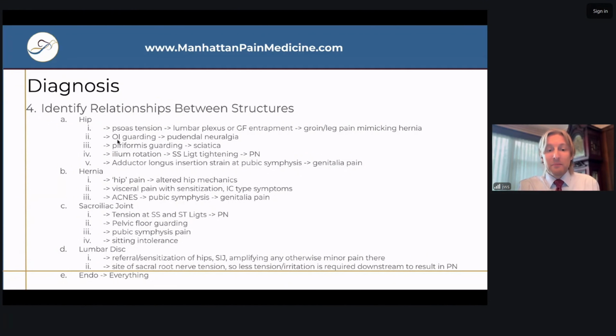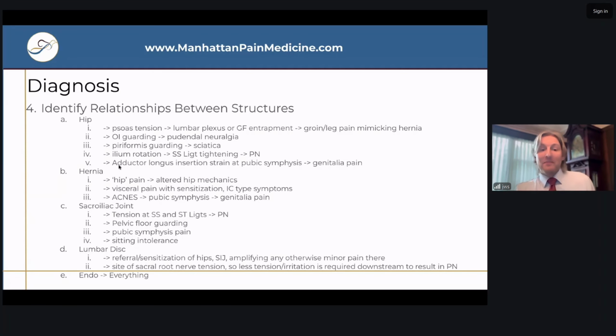The hip will also lead to the obturator internus guarding, and the obturator internus will pull on the pudendal nerve, and that'll cause pudendal neuralgia. It can cause piriformis guarding, which can cause sciatica. It'll cause ilium rotation. So the sacroiliac joint will shift to guard and protect the hip joint, especially if the hip is unstable. By covering it more, it provides more stability, because the hip likes to anteriorly dislocate. That's why the hip flexor tightens, but also why the ilium shifts. When the sacrospinous ligament tightens, that can also put tension on the pudendal nerve, leading to pudendal neuralgia.